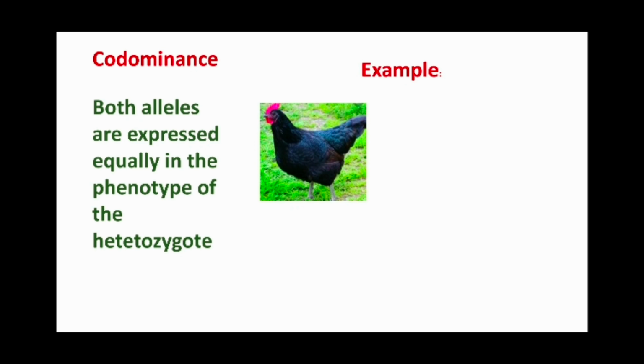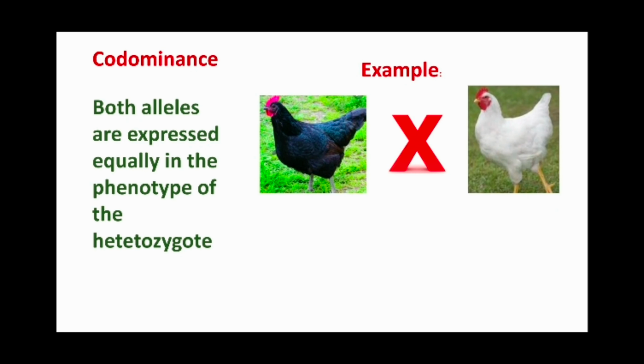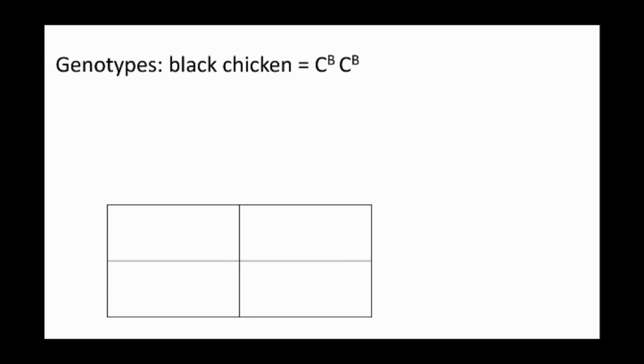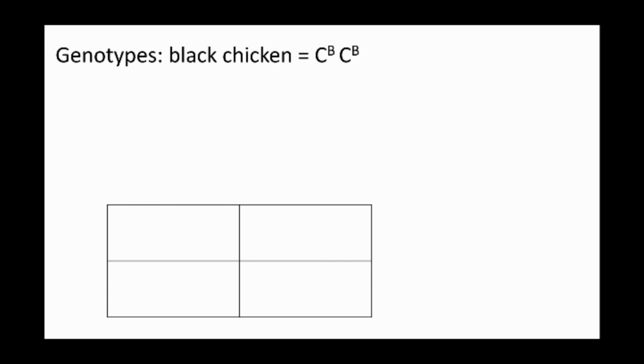Now let's move on to the next type of non-Mendelian pattern of inheritance. Codominance. Both alleles are expressed equally in the phenotype of the heterozygote. Example, a black chicken is crossed with a white chicken. The resulting offspring is a checkered chicken. Let me show you again how this happened using our Punnett square.